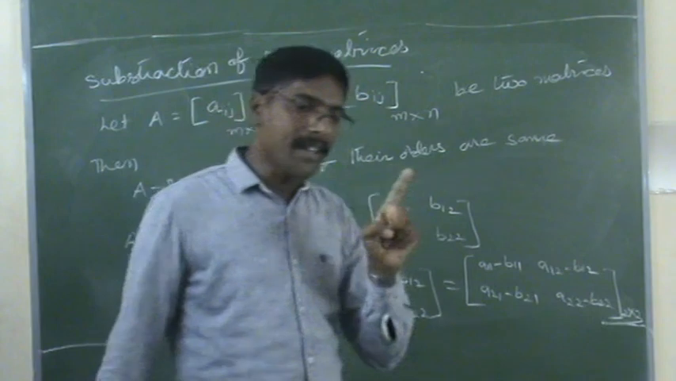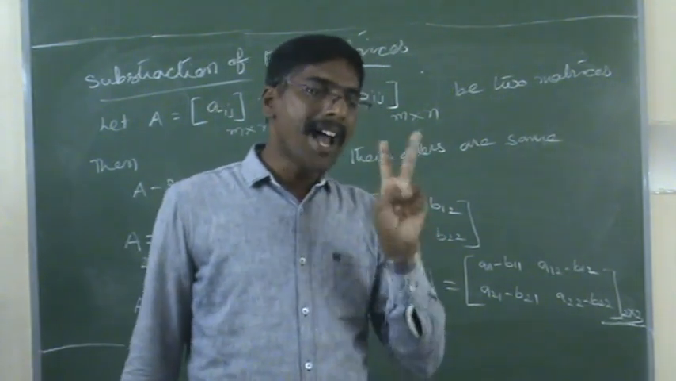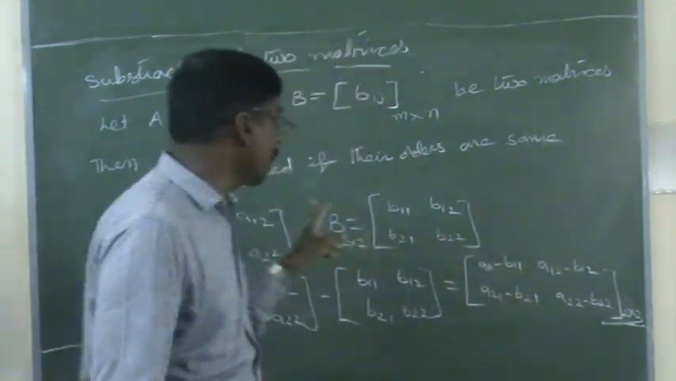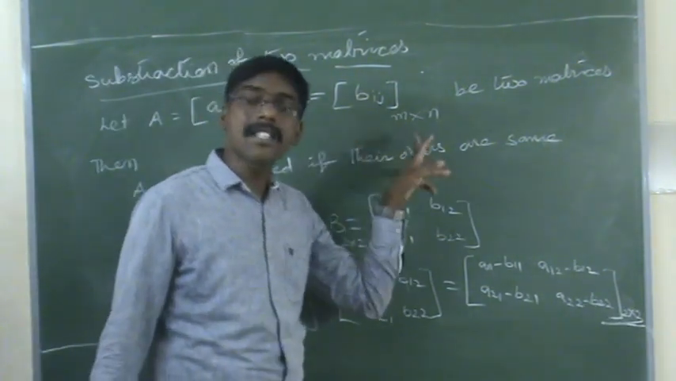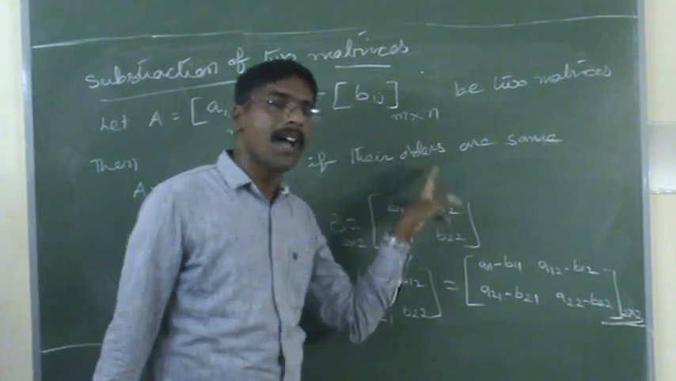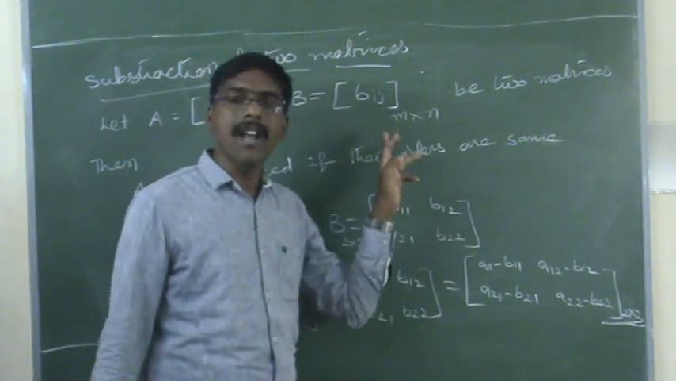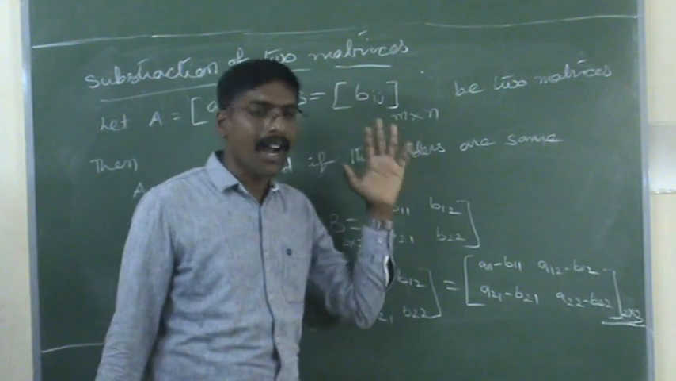So addition of the two matrices and subtraction of the two matrices have the same condition. Whenever their orders are same, addition or subtraction of the two matrices is possible. Otherwise, addition or subtraction of the two matrices is not possible.